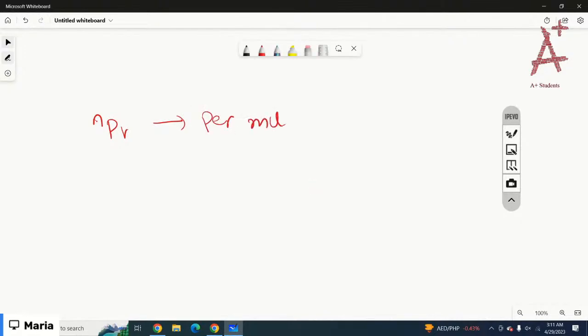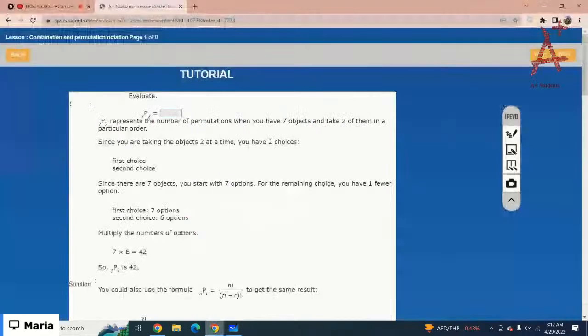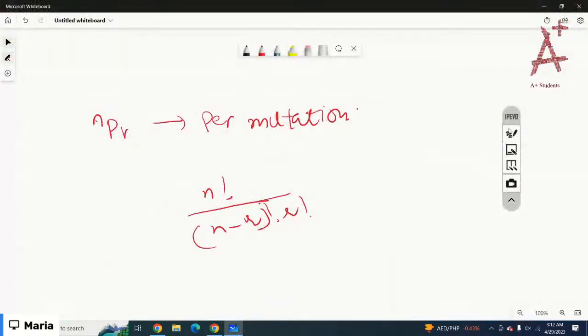So whenever you have to evaluate the permutations, you have to do n factorial divided by n minus r factorial. That's how you can evaluate the permutations. That is the formula you can use for the permutations. It would be n factorial divided by n minus r factorial, not r factorial. That would be for the combinations.